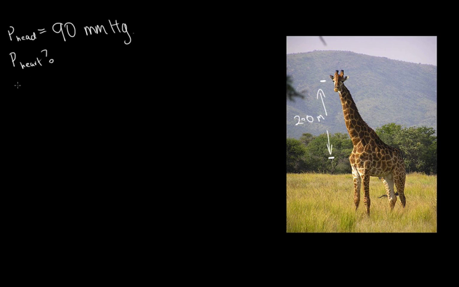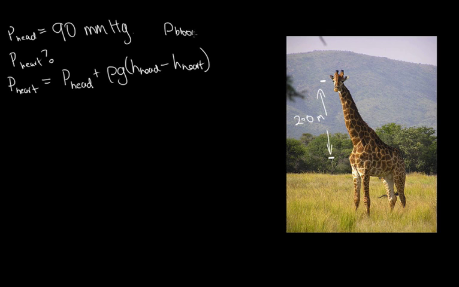So we've got the same equation, except that it's rearranged now: the pressure at the heart is equal to the pressure at the head plus rho g times the height at the head minus the height at the heart. And we'll assume that the blood of a giraffe is fairly similar to the blood of the human, so the density of the blood is 1050 kilograms per meter cubed.